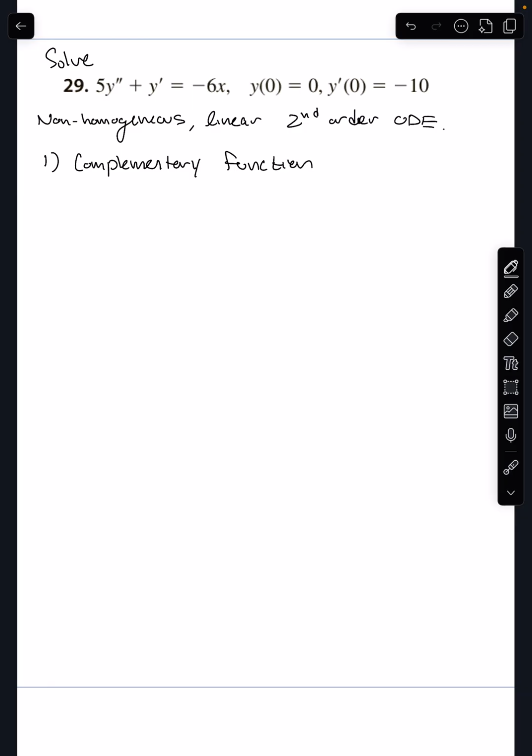And that's denoted by yc. And we find that by solving the homogeneous version of this problem. So we want to solve 5y double prime plus y prime is equal to 0. So we get rid of the x term. And we do this in the usual way, which is by using an auxiliary equation. In the auxiliary equation here, remember we replace each derivative with the appropriate power of m. So the second derivative gets replaced with an m squared. The first derivative gets replaced with an m. Then there's no zeroth derivative. And that all equals 0.